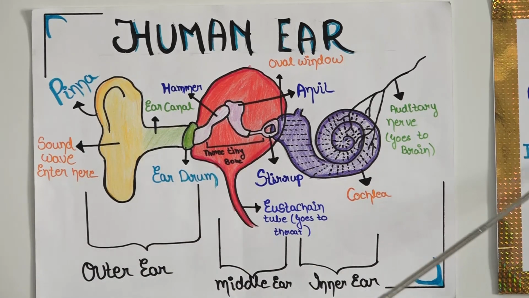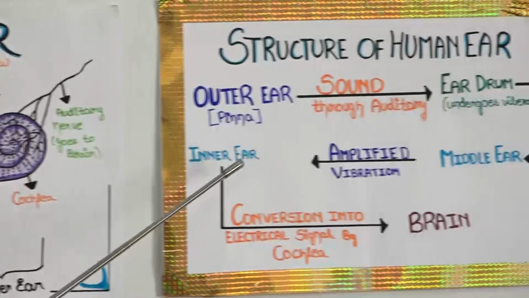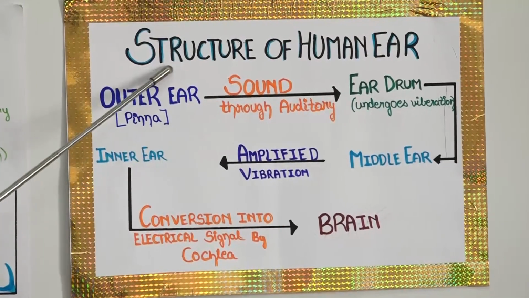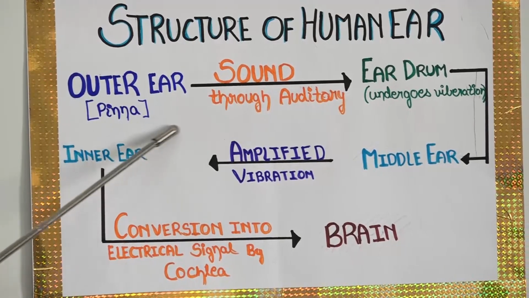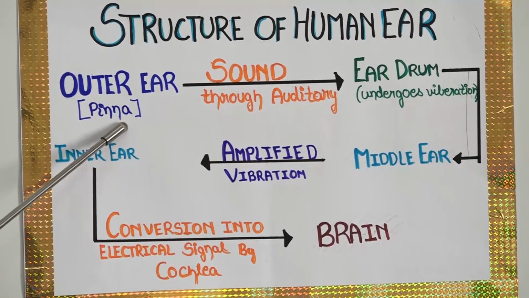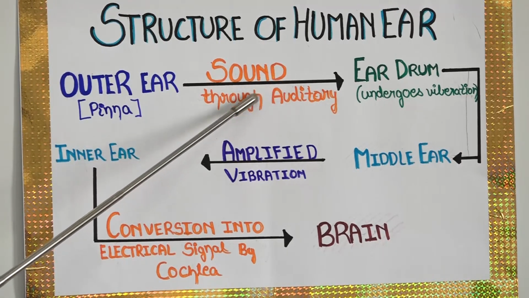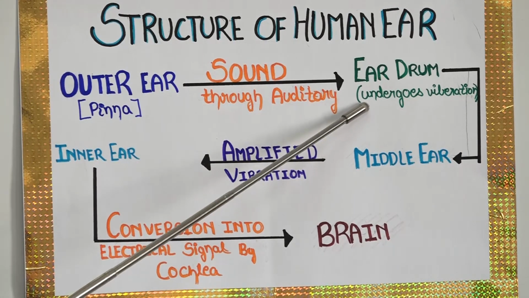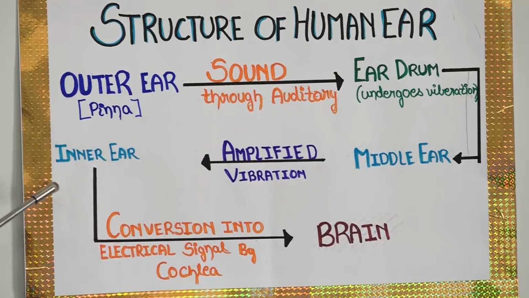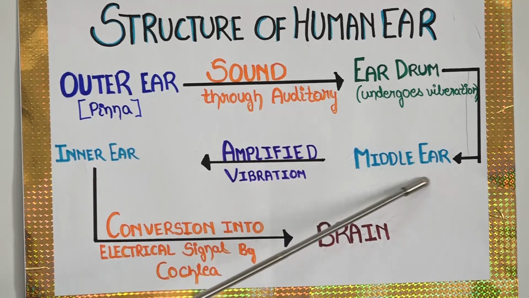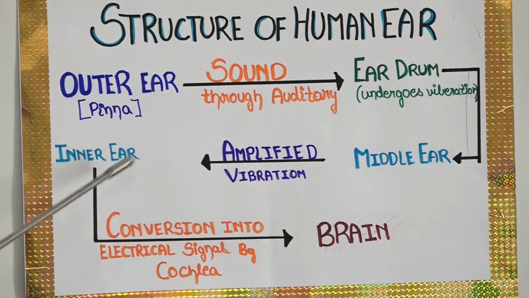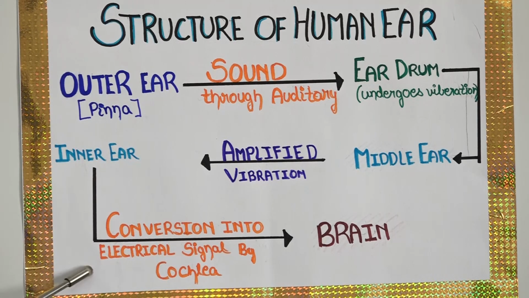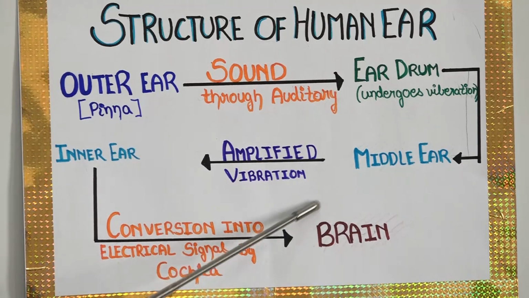Now, let us recapitulate the structure of the human ear with the help of a flow chart. Vibrations from the outside are collected by the outer ear called the pinna. Then they go to the auditory canal and vibrate the eardrum. And then these vibrations go to the middle ear. With the help of three bones, they get amplified, and these amplified vibrations go to the inner ear, where they are converted into electrical signals by the cochlea and are then sent to the brain through the auditory nerve.